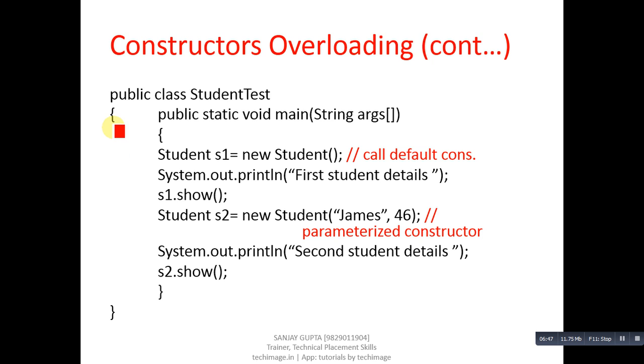Then inside main you can see the S1 object is created and the S2 object is created. The S1 object is calling the default constructor and the S2 object is calling the parameterized constructor. So with the help of this example, you will be able to understand that we can define more than one constructor in a class. And if we are defining more than one constructor, it means we are implementing the constructor overloading feature of Java. So it is similar to method overloading.